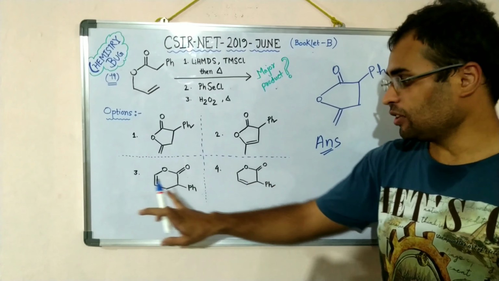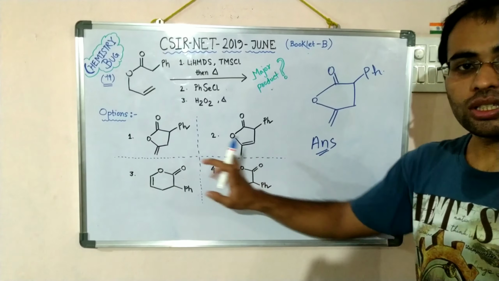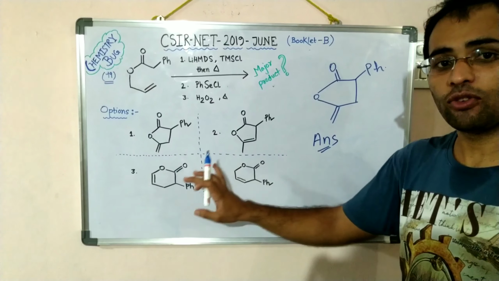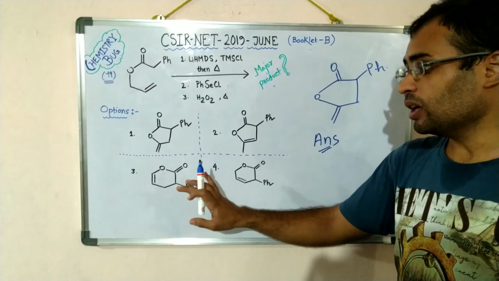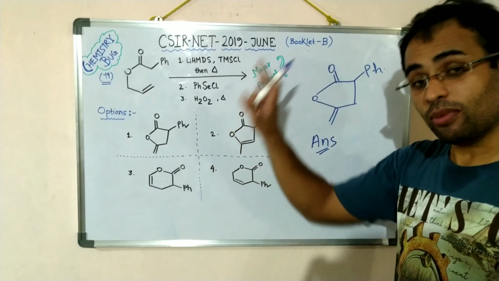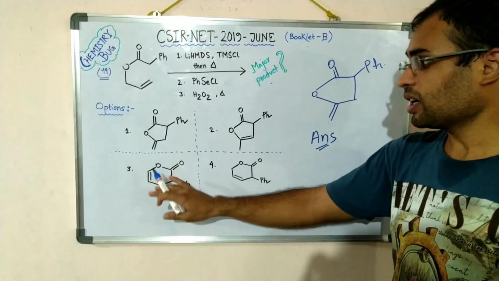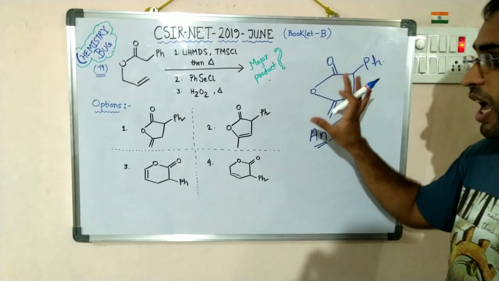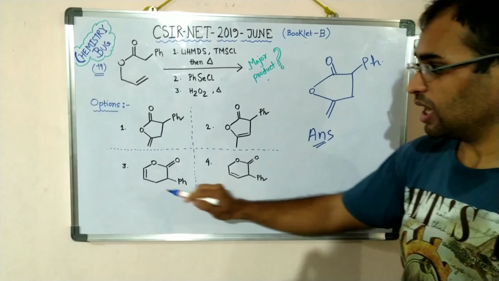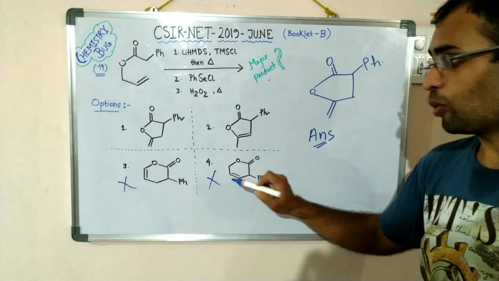Coming to our correct answer of this question. Seeing the options 3 and 4, we can see that a 6-membered ring is formed. Now this 6-membered ring, if you remember, is formed if instead of a secondary carbocation, a primary carbocation is formed in the attack on selenium intermediate. But what we get is a 5-membered ring and a secondary carbocation. Hence, these two products are not possible.